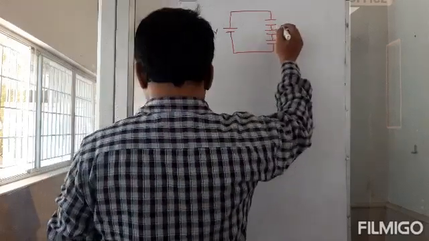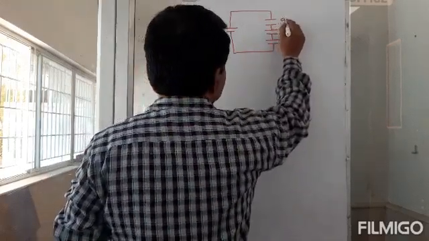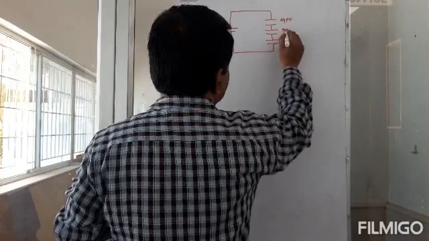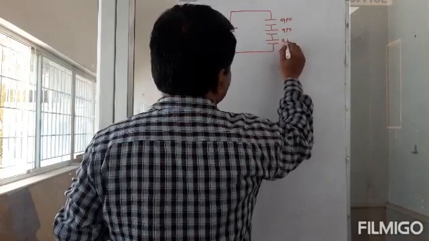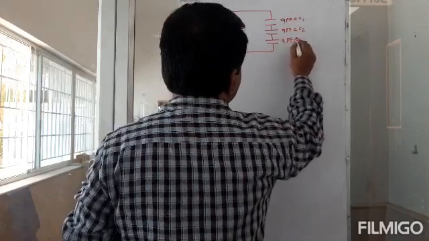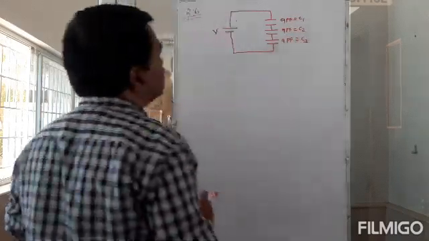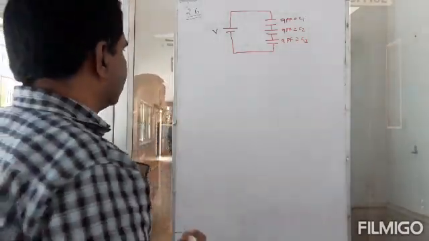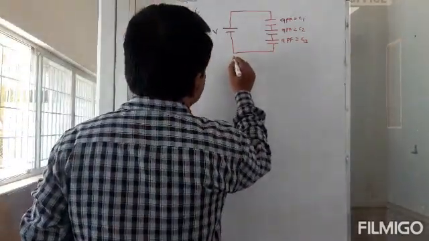This is 9 picofarad. This is also 9 picofarad. 9 picofarad. I'll call this C1, C2, and this C3. Then what's the effective capacitance of this circuit? That's easy. We saw it.